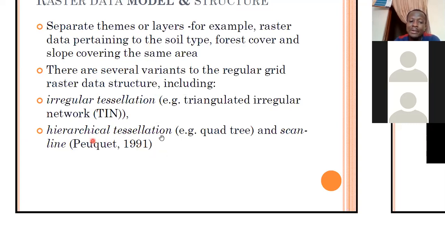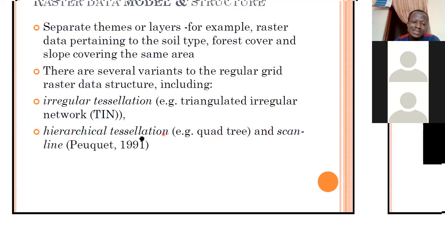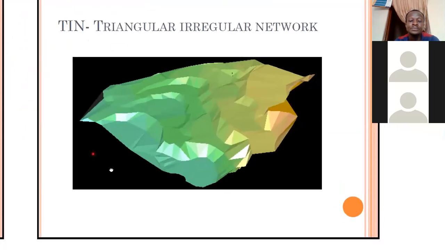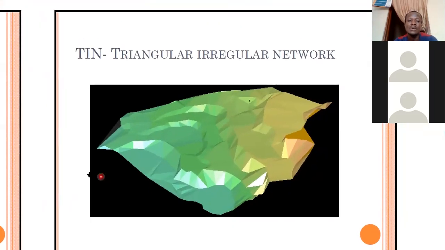We can also have a hierarchical tessellation, the quadtree. Please ignore this one. It's a whole topic on its own that I don't want to talk about now, given the scope. So, the triangular irregular network.